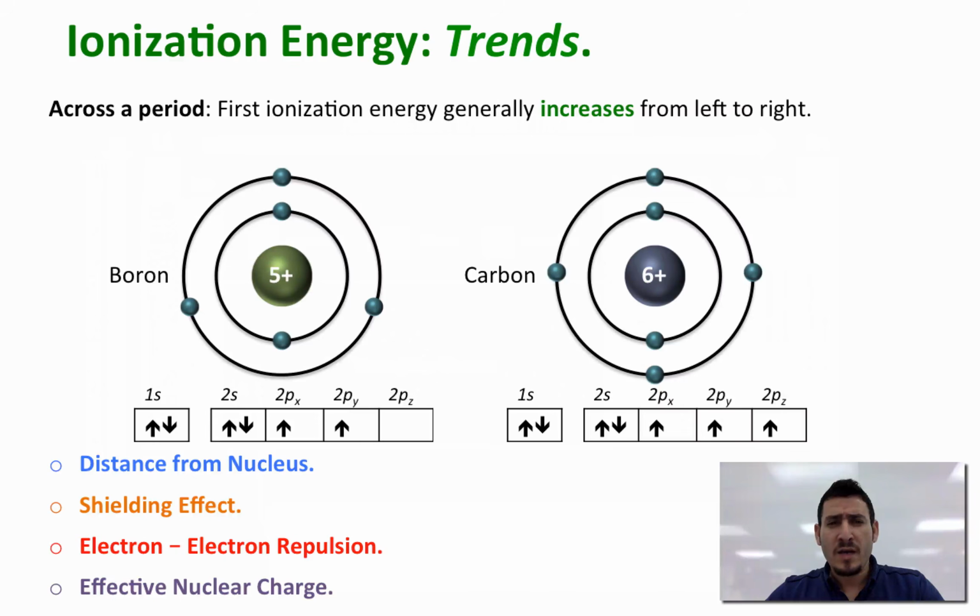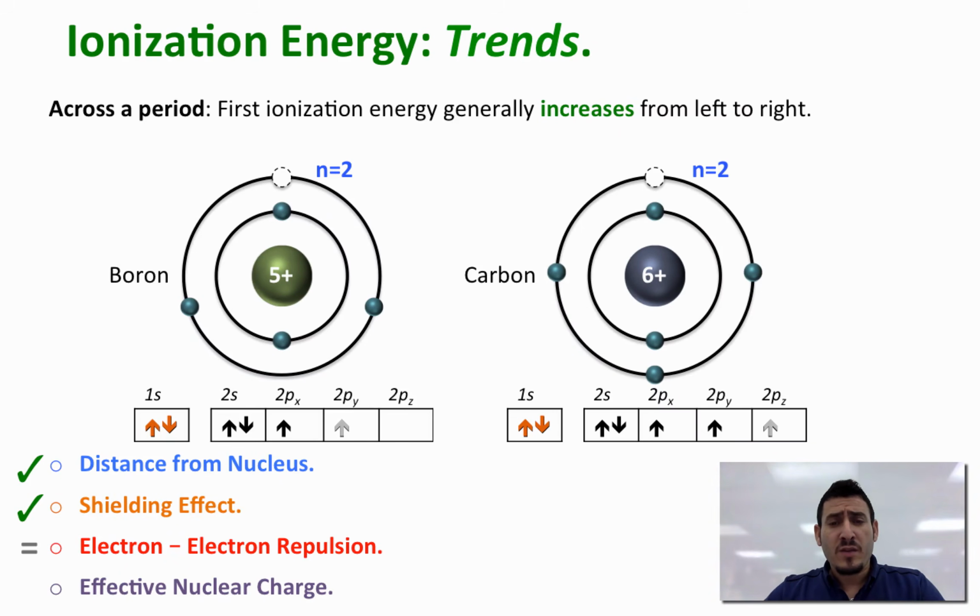Let's explain why the first ionization energy generally increases when we go from left to right. Let's discuss the following example: compare the ionization energy of boron and carbon. Remember, boron is to the left of carbon. If we remove an electron from each, we can see that the two electrons are removed from the same energy level, which means they are at the same distance from the nucleus. In terms of shielding, they are shielded by the same number of inner electrons, which are two electrons that exist on the energy level n equals 1.